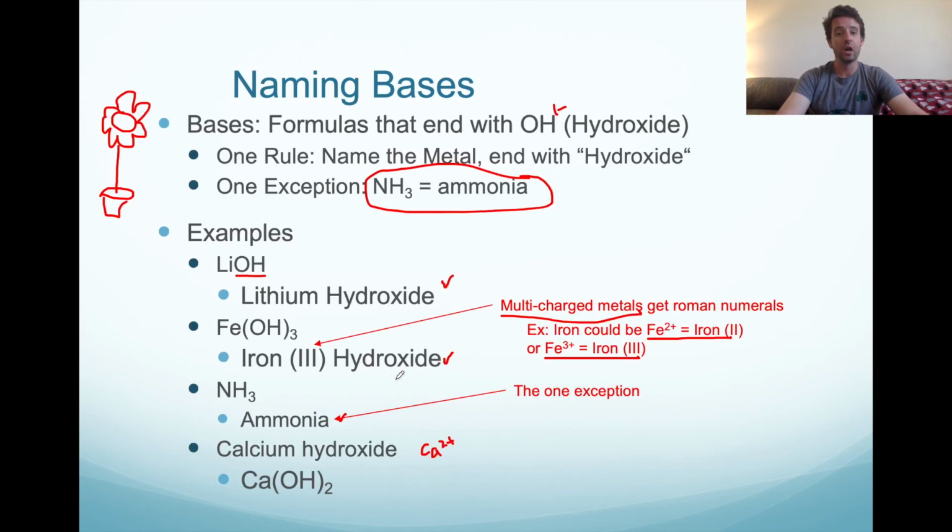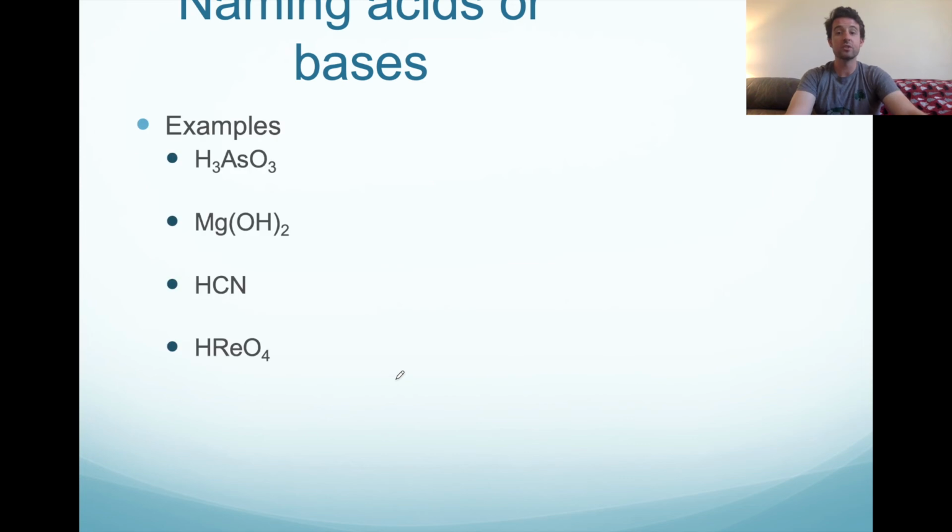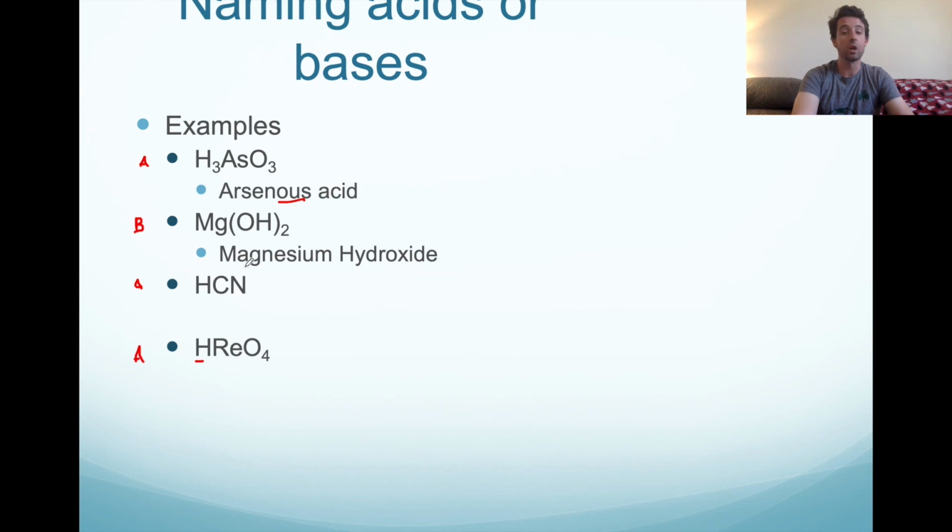Here are some more questions asking you to name acids or bases. So can you tell when it's an acid or when it's a base? Here we go. Hopefully you pause the video because you need more time, but I'm going to go over them. So the first, third, and fourth examples are all going to be acids because they all start with H. So this first one here, HAsO3, that is arsenite. So we're going to change that to arsenous acid. Mg(OH)2. Mg only has one oxidation state. It's always 2+. So it's just going to be magnesium hydroxide.